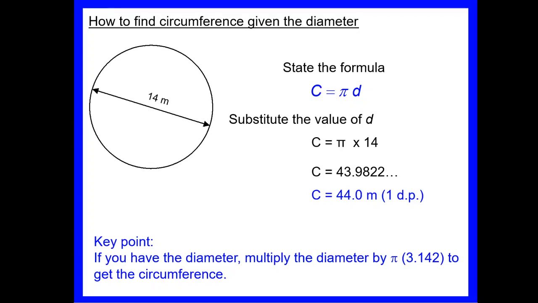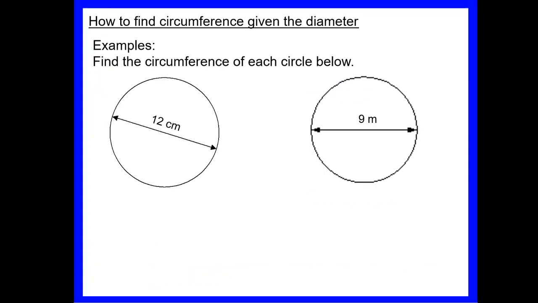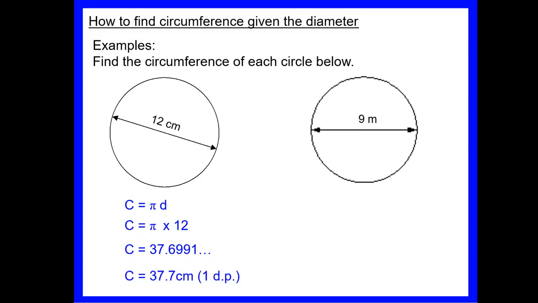And do a couple more examples just to make sure we're happy. So here we've got two different circles. The first one, we've got a diameter of 12. So again, we start by stating the formula. We need to substitute the diameter d for the number 12. So we get pi times 12. And we put that in our calculator, 37.6991 to 4 decimal places at least. And then we'll round it to 1 decimal place. We get 37.7 centimeters.